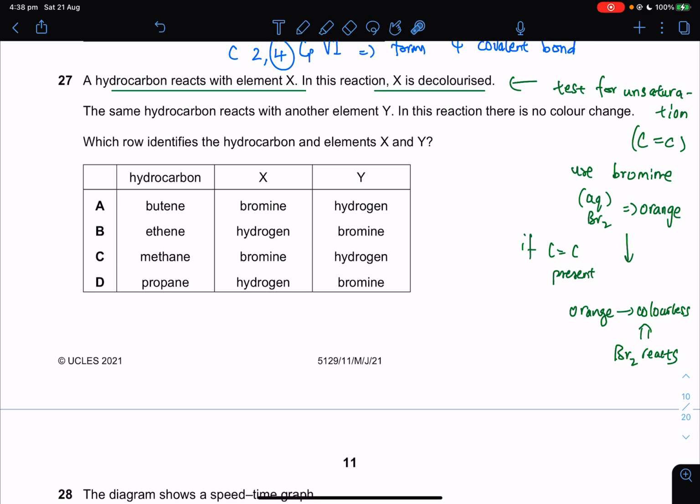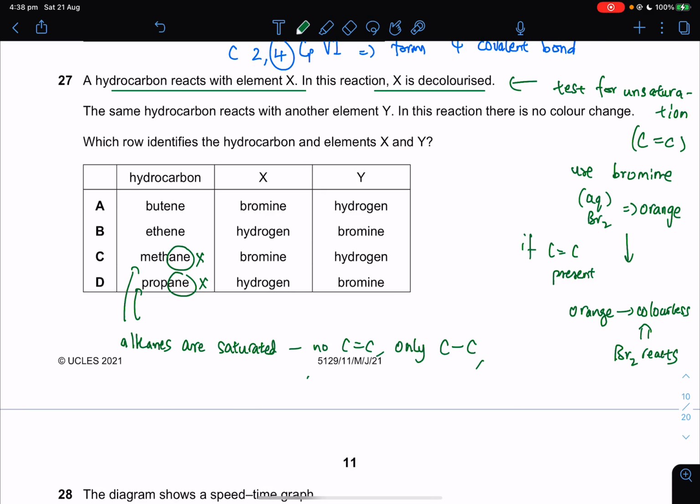So this hydrocarbon that we're looking at cannot be alkane, because alkanes are saturated. Saturated meaning no carbon-carbon double bond, only carbon-carbon single. Therefore, cannot add Br2 onto carbon-carbon single. You can only do substitution. C and D is wrong.